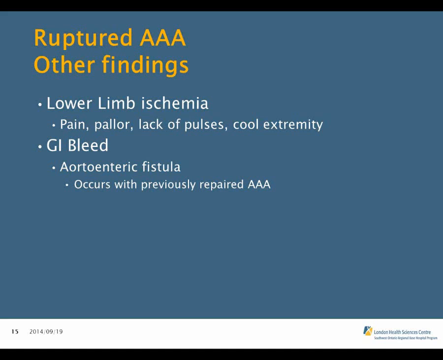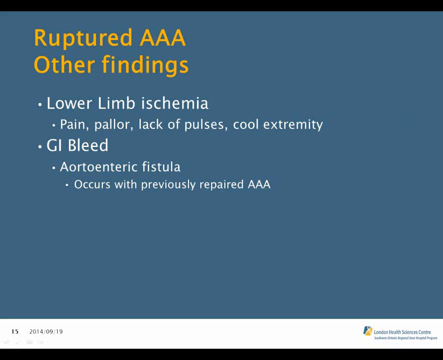Other findings that might occur with a ruptured AAA is lower limb ischemia, depending if the rupture has extended into the iliac. So you might see a painful limb, a white limb, lack of pulses, or a cool extremity. And you can also encounter a GI bleed. So what actually happens here, this occurs more often in AAAs that have been surgically repaired. Some of the graft material might actually erode between the aorta and the bowel, and you might have free flow of blood into the bowel, resulting in a bleed.